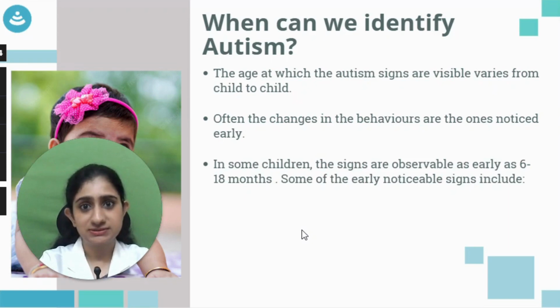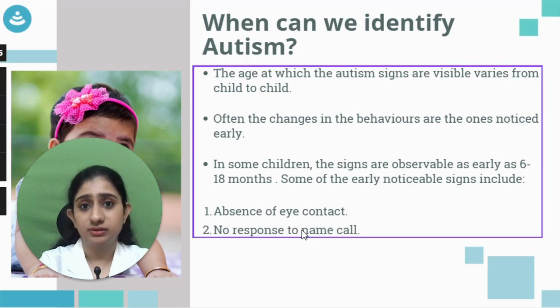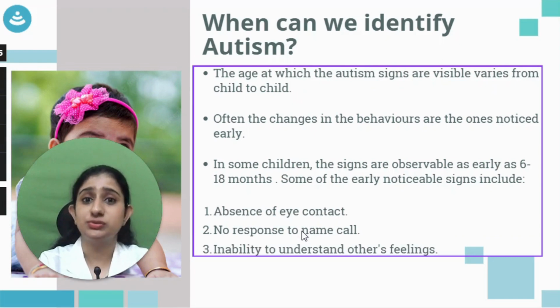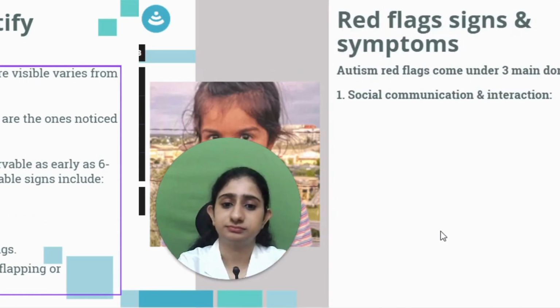Some of these behavioral changes or signs may include absence of eye contact. You may notice that the child is not giving eye contact when you're talking to or interacting with the child. Another behavioral change is not responding when you call the child's name. Another is that the child is not able to understand others' feelings, like when you are sad, angry, or happy, the child is not able to relate to your feelings. Another is that the child may show repetitive behaviors such as flapping their hands or staring at an empty space for a long time.